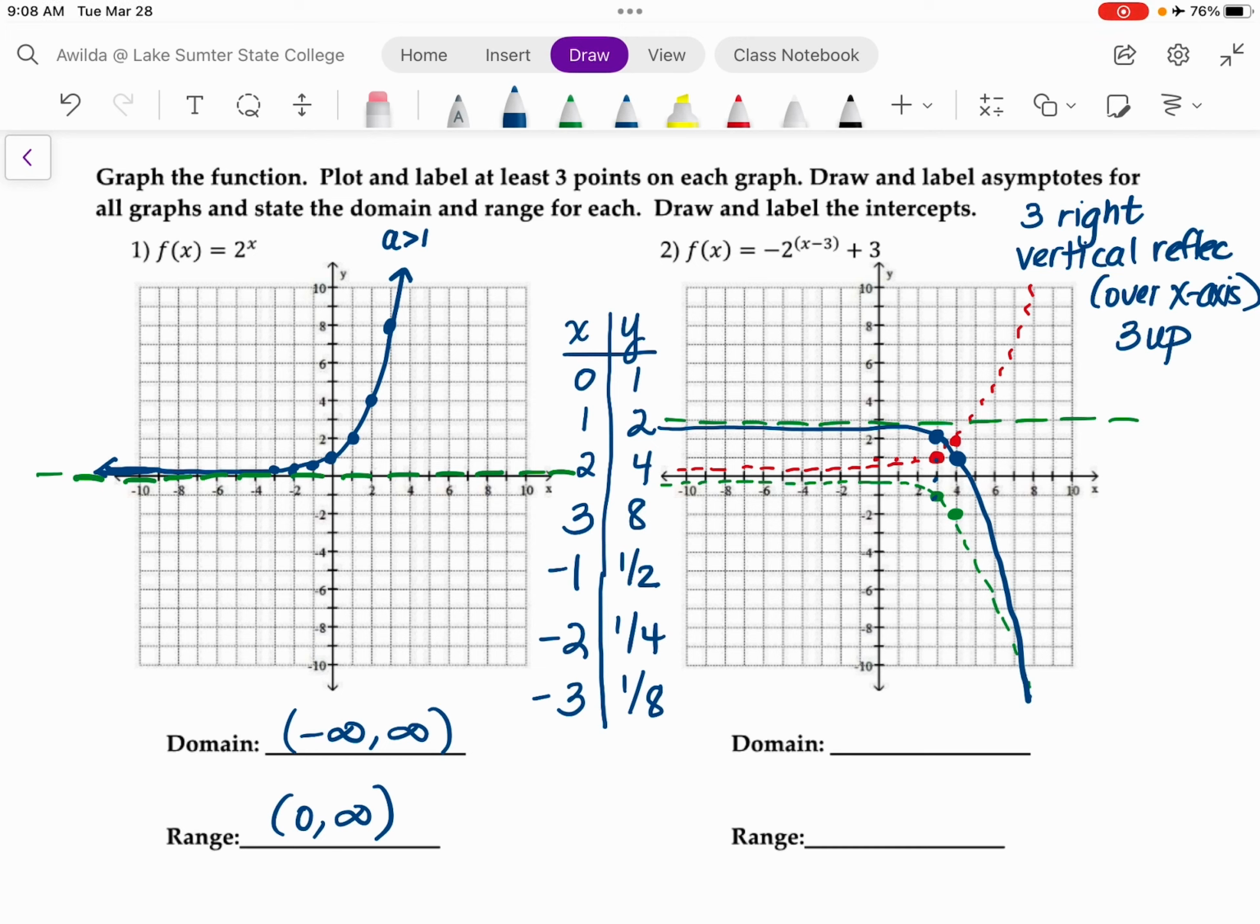So the blue graph is our final graph. Remember, we got here in 3 steps. First of all, we took the graph that we created just a moment ago, moved it 3 units to the right. Then we reflected vertically across the x-axis. And finally, we moved up the graph 3 units.